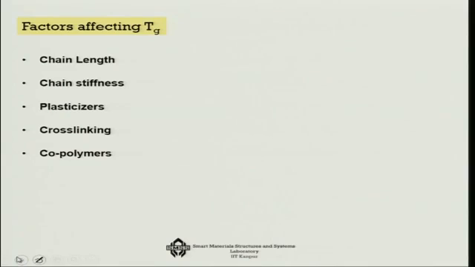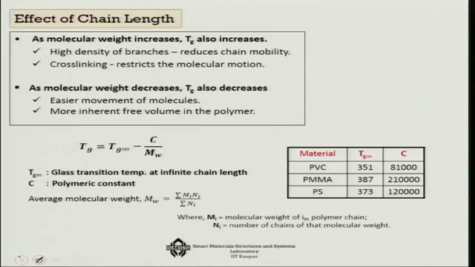What are the factors that affect this glass transition temperature? Well, one is the chain length. The higher the chain length, the higher the Tg will be. Then chain stiffness, plasticizers, cross-linking and copolymers. Let's look at them one by one.